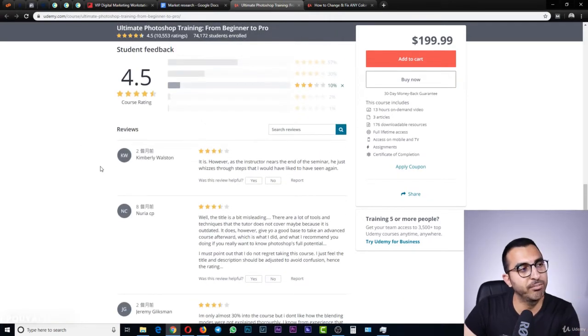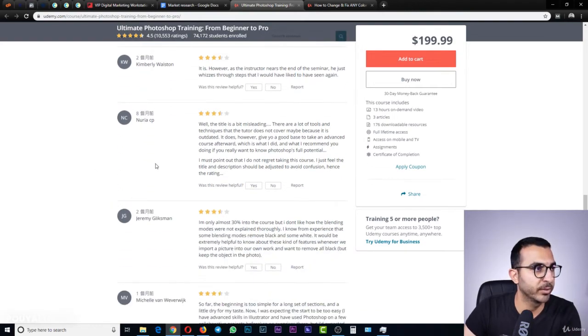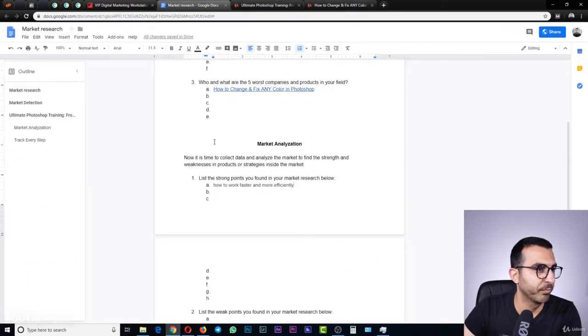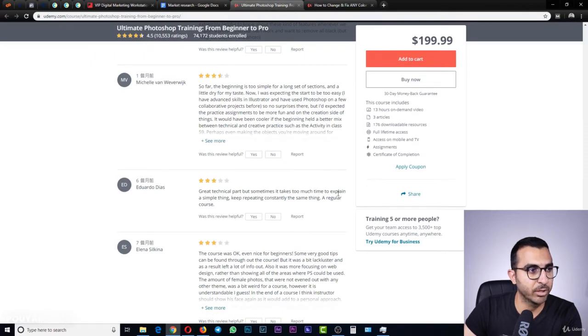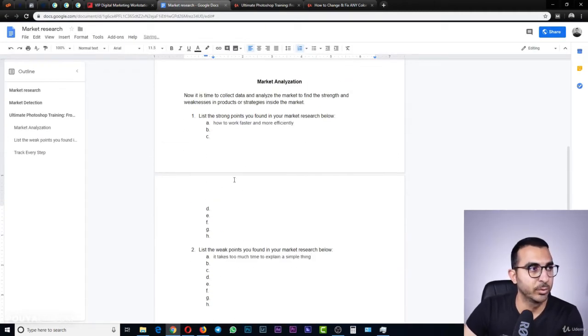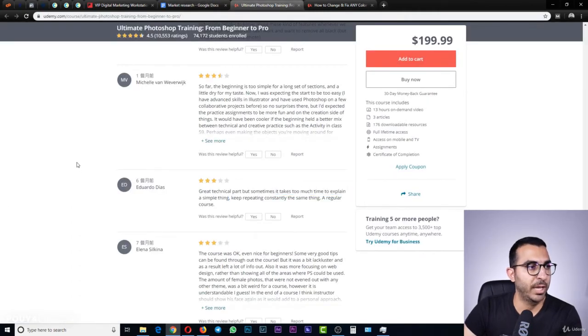So here you can find some good and bad things together. Great technical part, but sometimes it takes too much time to explain a simple thing. Okay, it teaches you how to work faster and more efficiently, but maybe the instructor takes a lot of time to explain something. So it takes too much time to explain a simple thing, right? It can be a weakness here, right? So this is one thing.